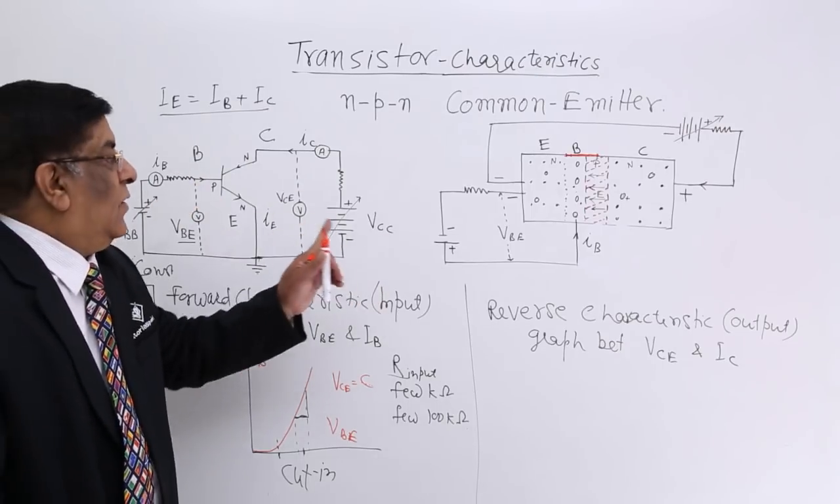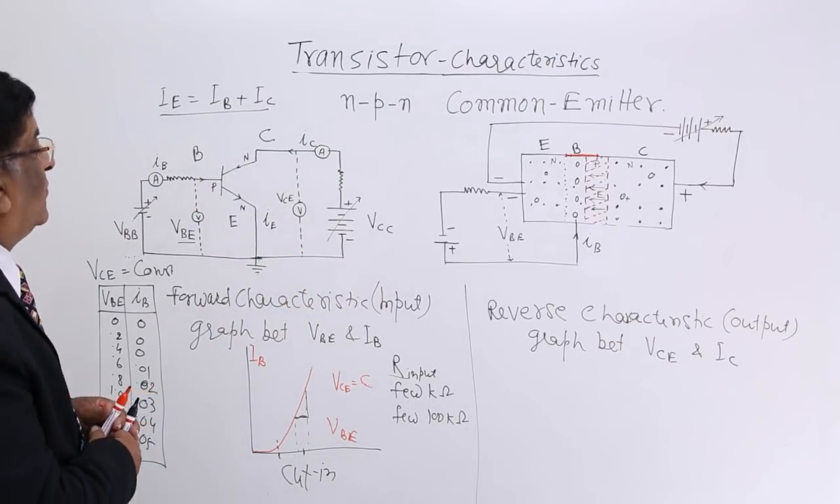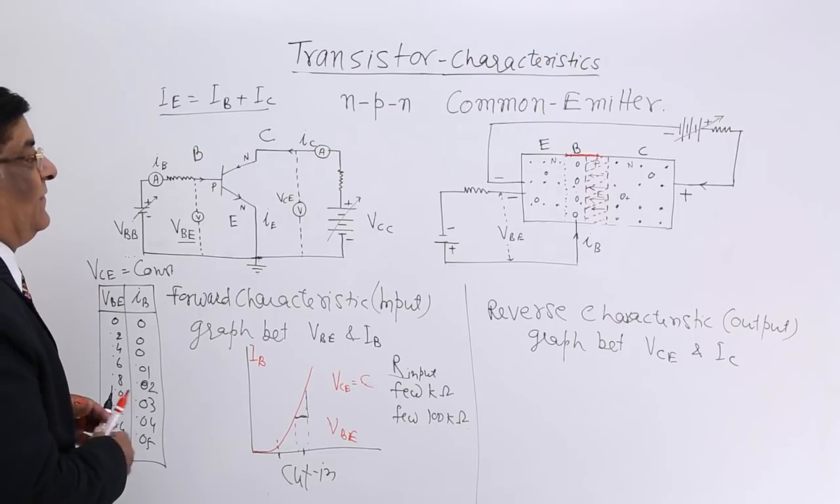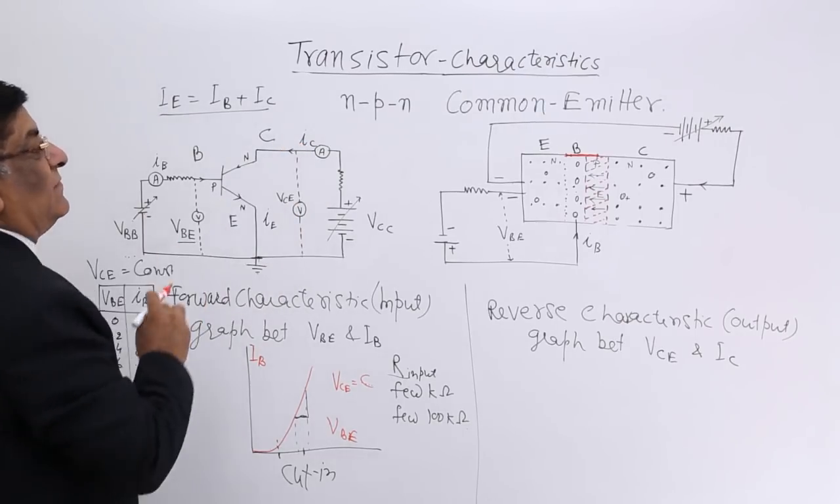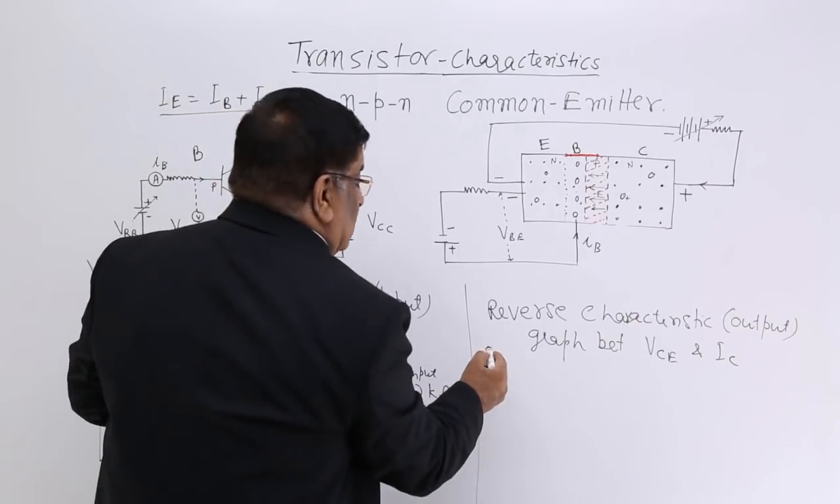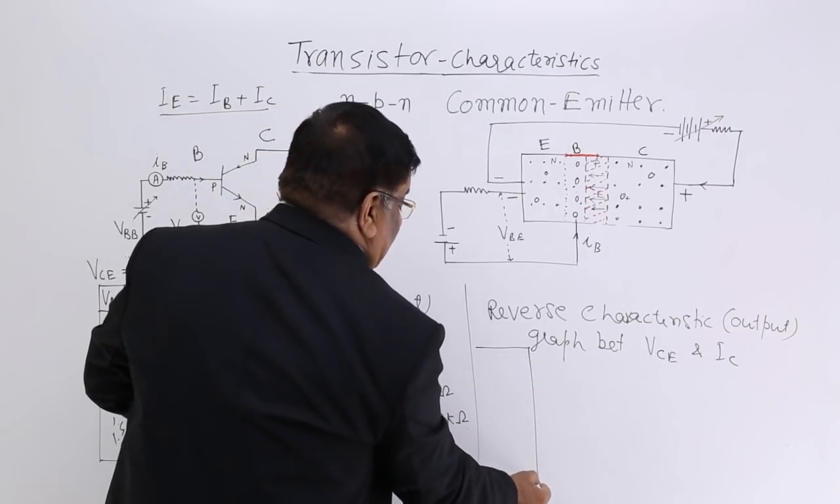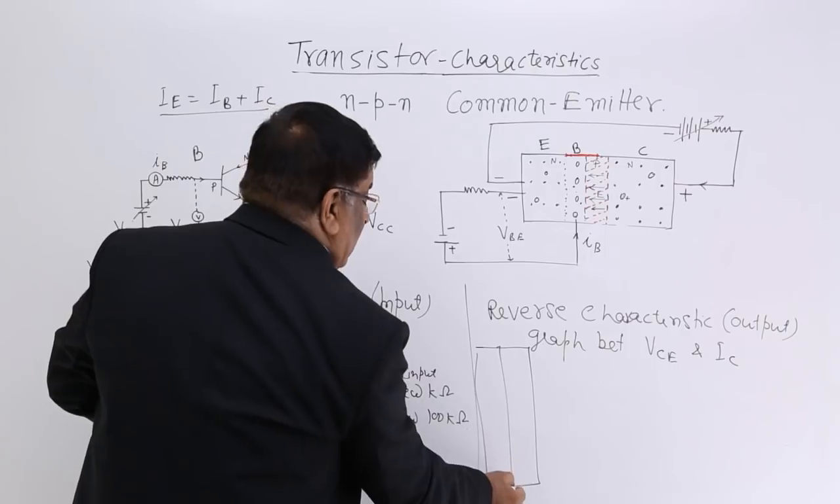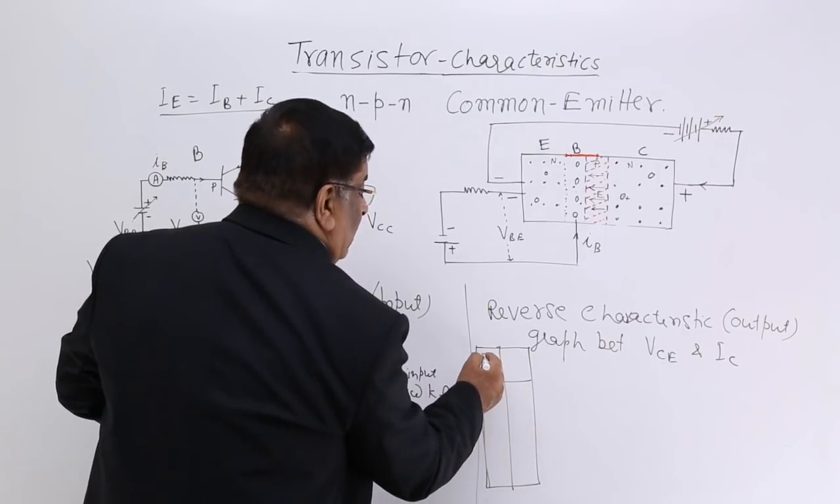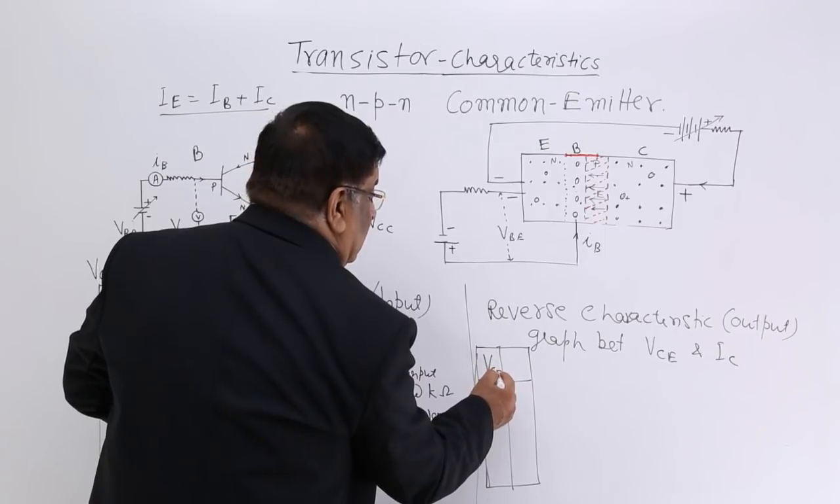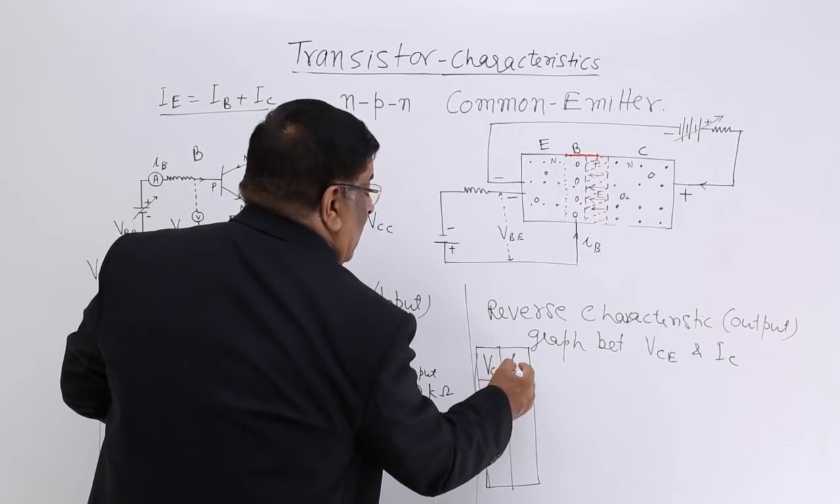Now we come to the output circuit. For the output circuit, we have to make changes in VCE and observe the changes in current. So we will make a table. In this table, what will be the observation? Number 1, it will be VCE and IC.